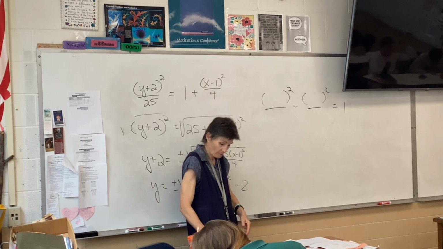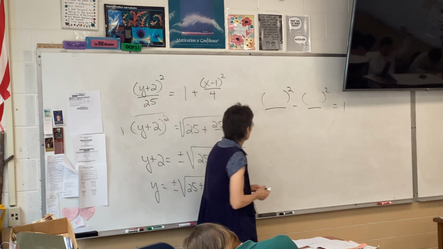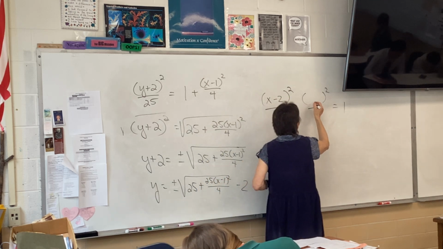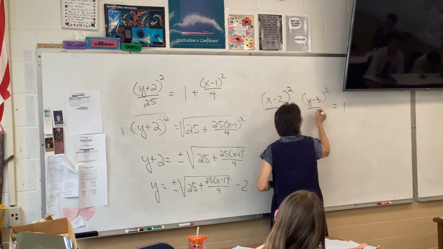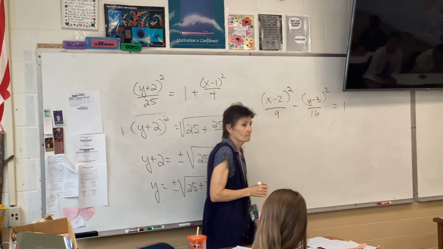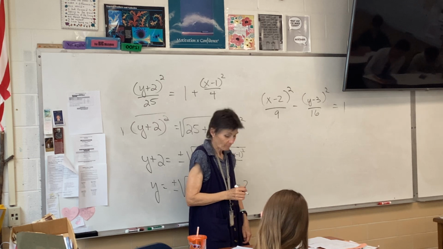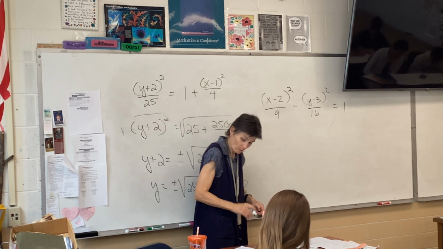All right, what'd you come up with? Anybody come up with something here? Yeah. What you got, Jack? I have x minus 2 squared over 9. And then I have y minus 3 squared over 16. Everybody okay with that?